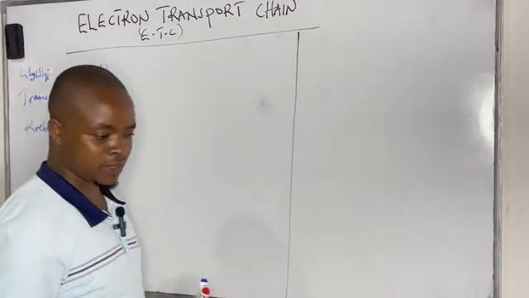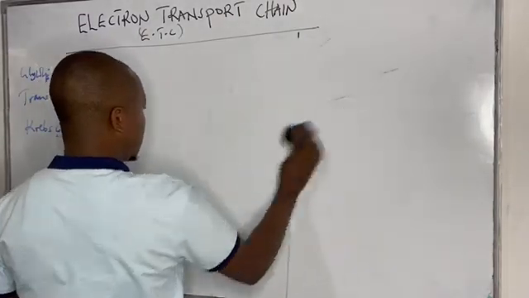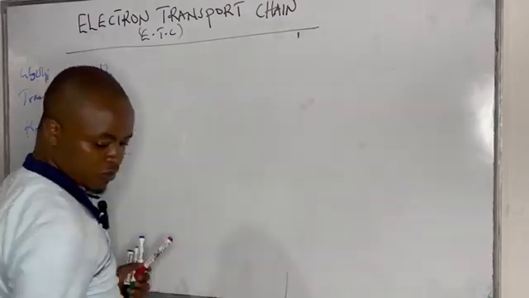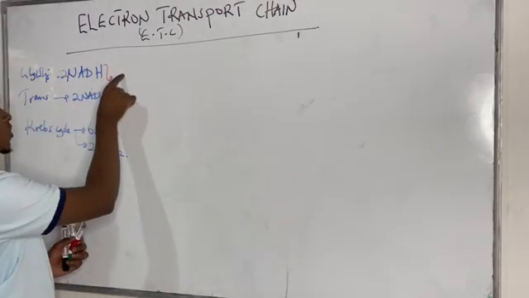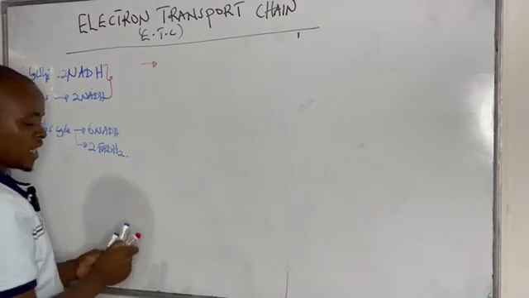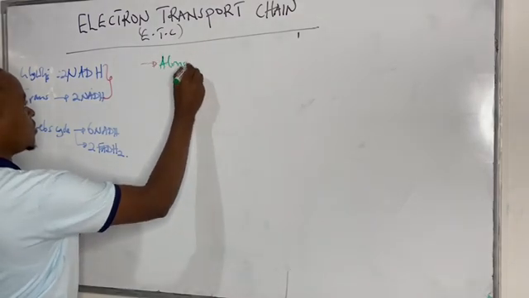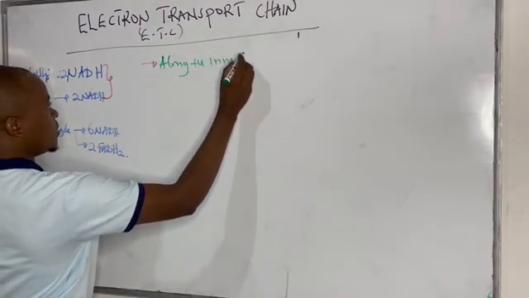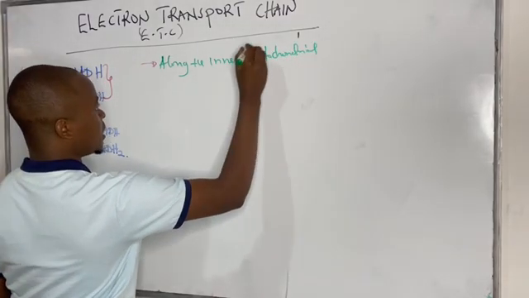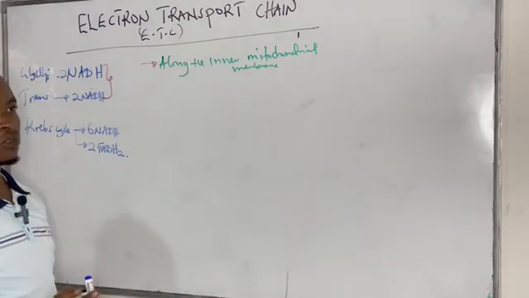If I can illustrate here, this electron transport chain, being the final step to produce ATP, occurs along the inner mitochondrial membrane. It is not in the matrix, but along the inner mitochondrial membrane.